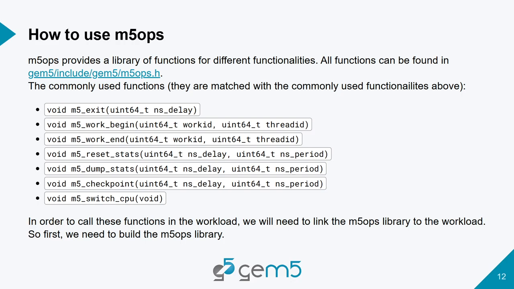So how do we use these M5 ops? M5 ops provide a library of functions for different functionalities. All functions can be found in the include/gem5/m5ops.h file in the gem5 directory. The commonly used functions are m5_exit, m5_work_begin, and m5_work_end, which we mentioned a few slides before. In order to call these functions in the workload, we will need to link the M5 op library to the workload. So first, we need to build the M5 op library.